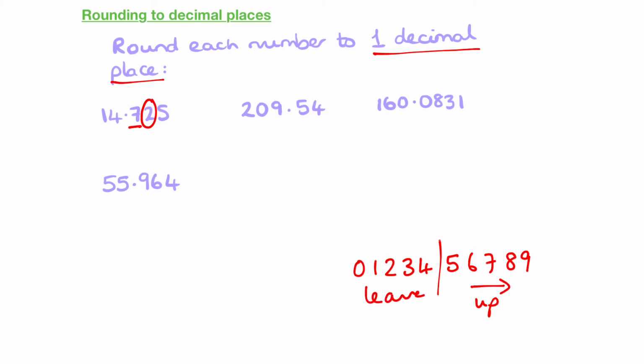Okay, so because the 2 is in this section, it means we leave the 7 as it is, and therefore our answer to this one is just 14.7. Now we must not put any more zeros after that. We must not give any more decimal places because we've been asked to round to 1 decimal place. So our answer can only have 1 number after the decimal point. If we put zeros on here to fill in for these numbers, we've actually just done it wrong. Okay, if it says 1 decimal place, that's what your answer must have.